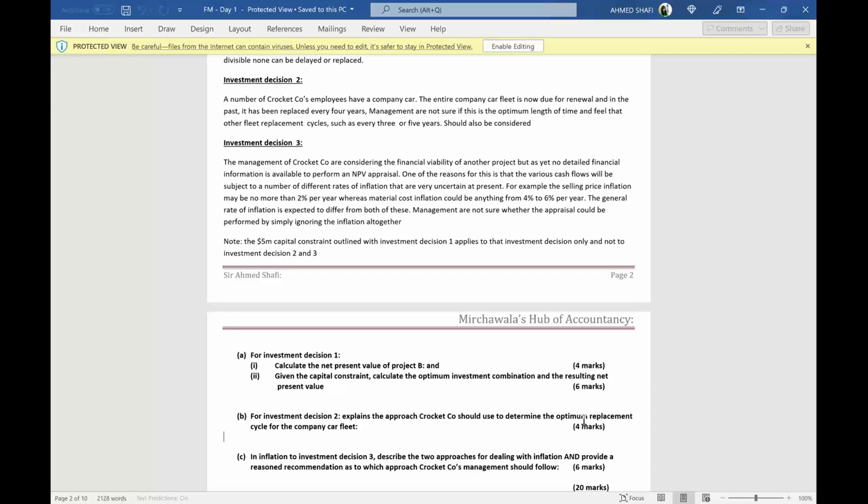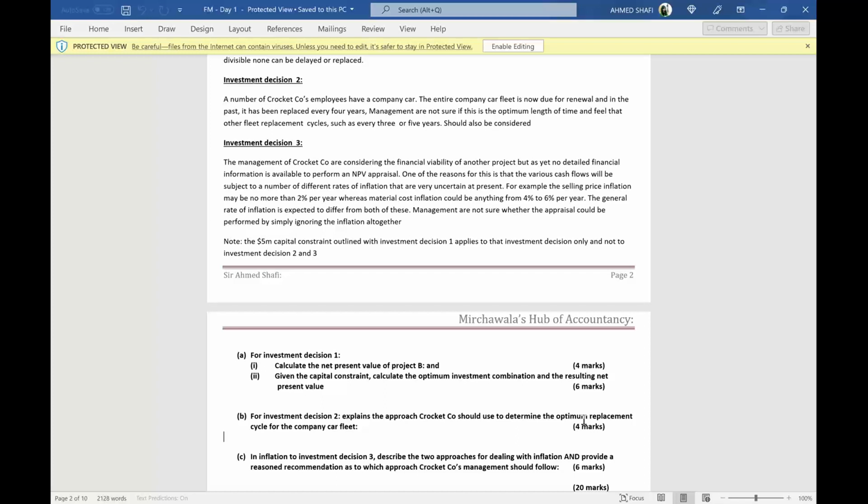Okay, I have the decision 2 in front of me. Just read the investment decision 2. A number of Crockett's employees have a company car. The entire company car fleet is now due for renewal, and in the past it has been replaced every 4 years. Management are not sure if this is the optimum length of time and feel that other replacement cycles such as every 3 or 5 years should also be considered. This is only investment decision 2 data, nothing else.